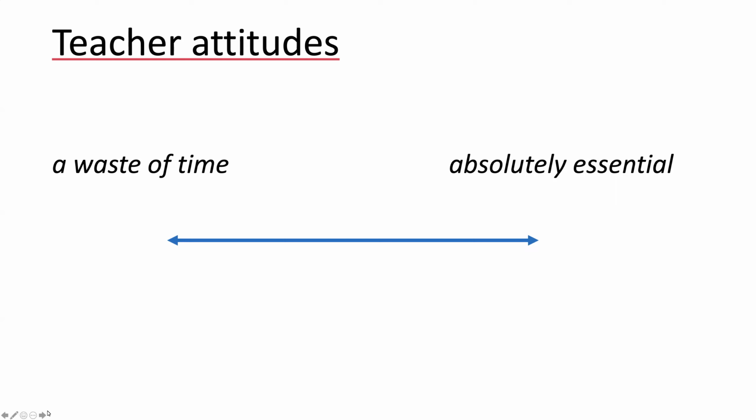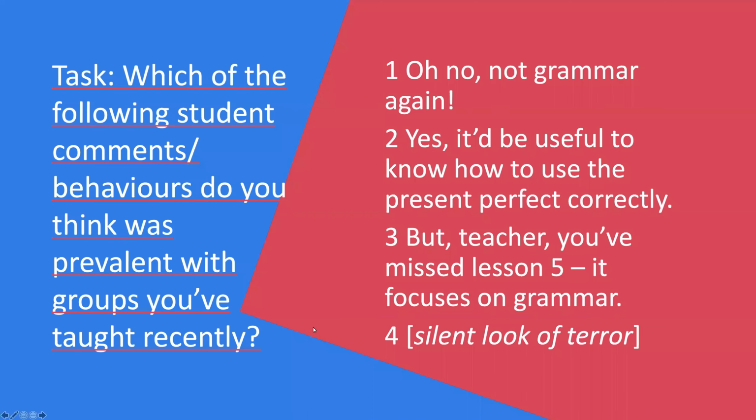Okay, so let's move on now to look at students. Again, these are four representative comments that I've heard or watched students say or do over the years in terms of how they feel about learning grammar. So there are comments and behaviors described here. Number one, oh no, not grammar again. Number two, yes, it'll be useful to know how to use the present perfect correctly. Number three, but teacher, you've missed lesson 5, it focuses on grammar. And number 4, a silent look of terror.